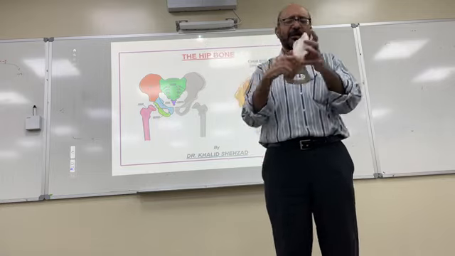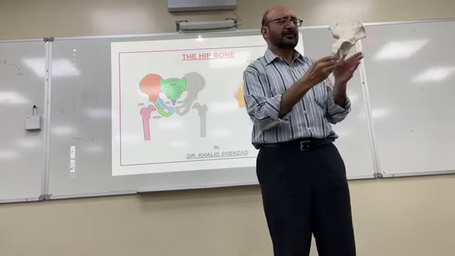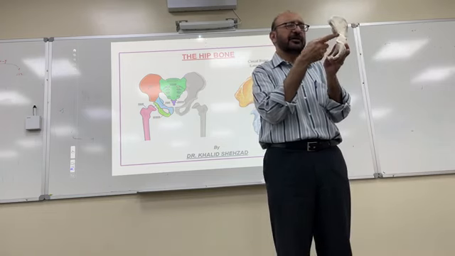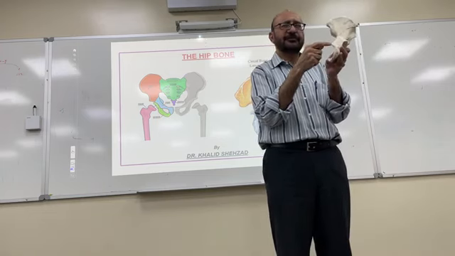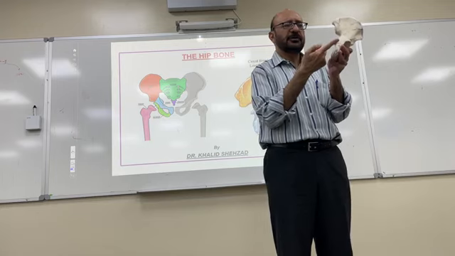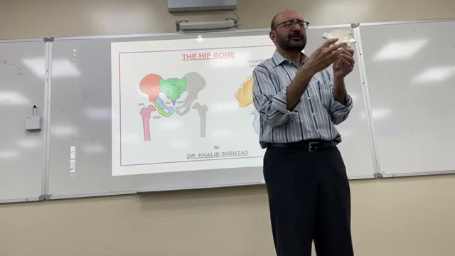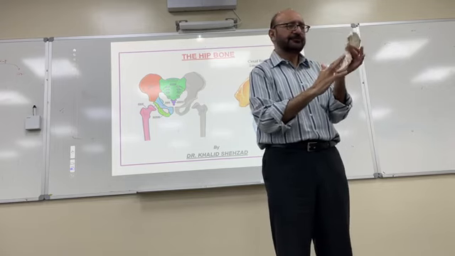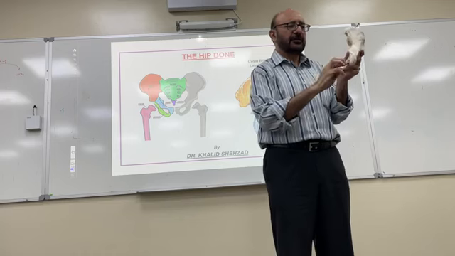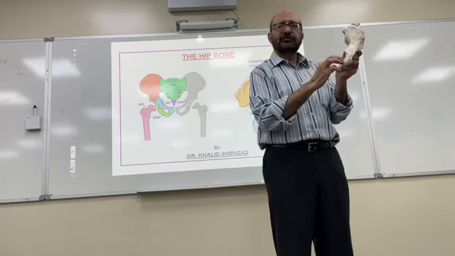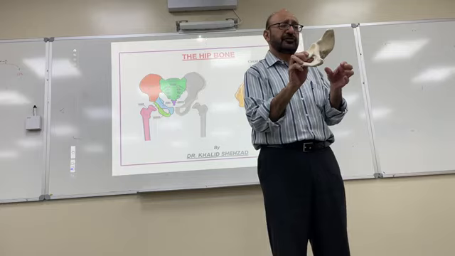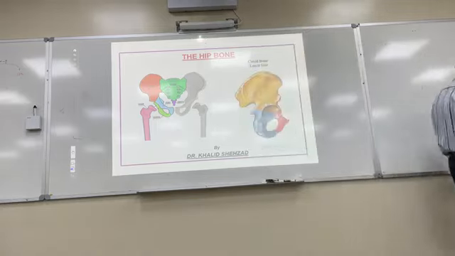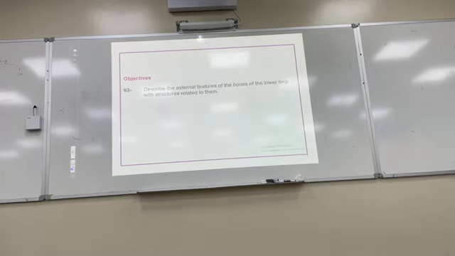Then the ischium bone has, try to see the things in the sequence: greater sciatic notch, ischial spine, lesser sciatic notch, ischial tuberosity. All this is ischium. Ischial tuberosity, ischiopubic ramus. Good. So this is acetabulum, obturator foramen. Let's see the slides.